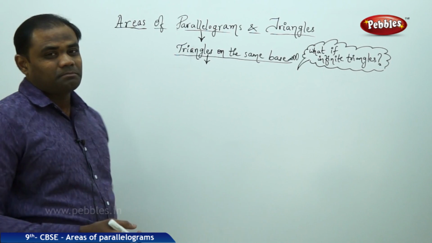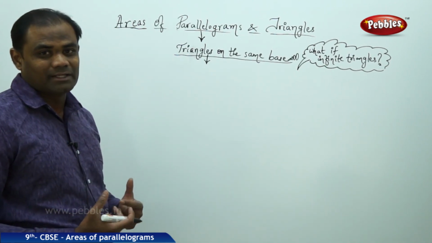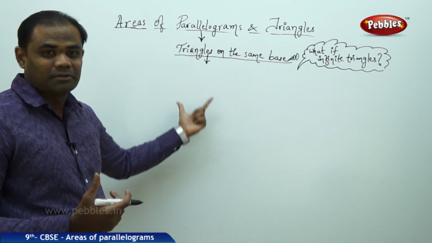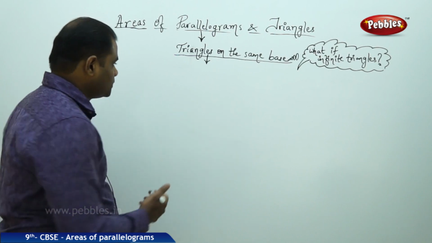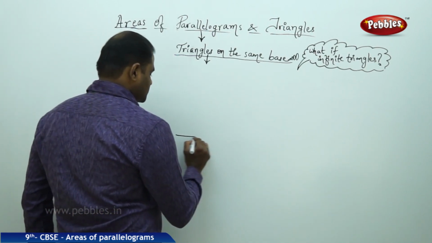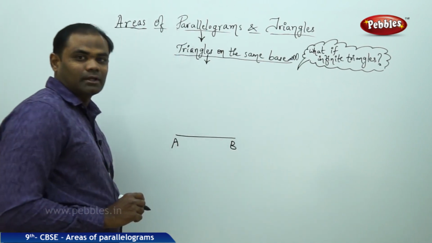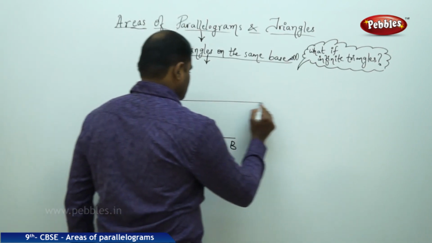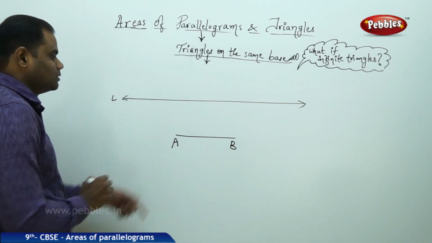So now that it is based on more than two triangles, let's take the case of at least 3 or 4 triangles between the same base and between the same parallels. So here I have the base AB and there's a line which is parallel to this.